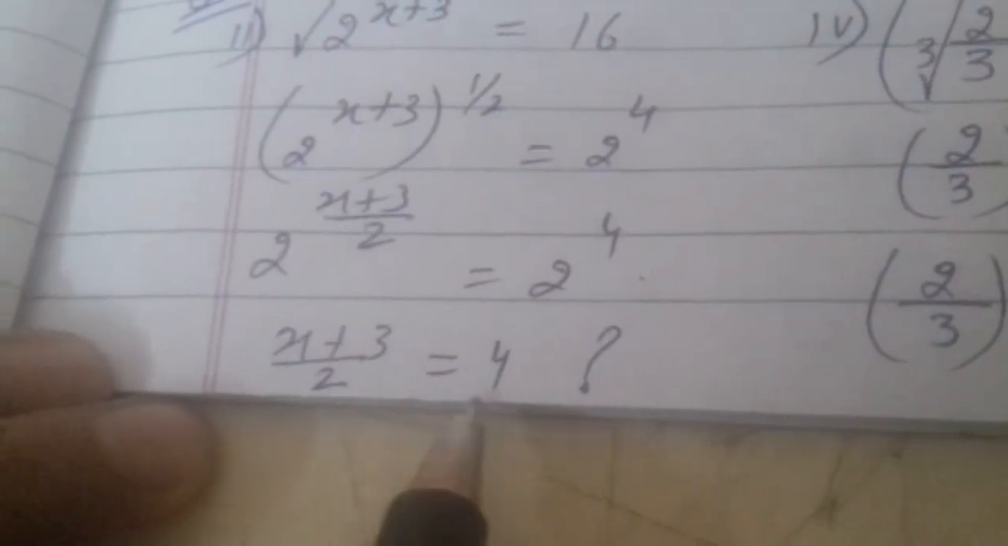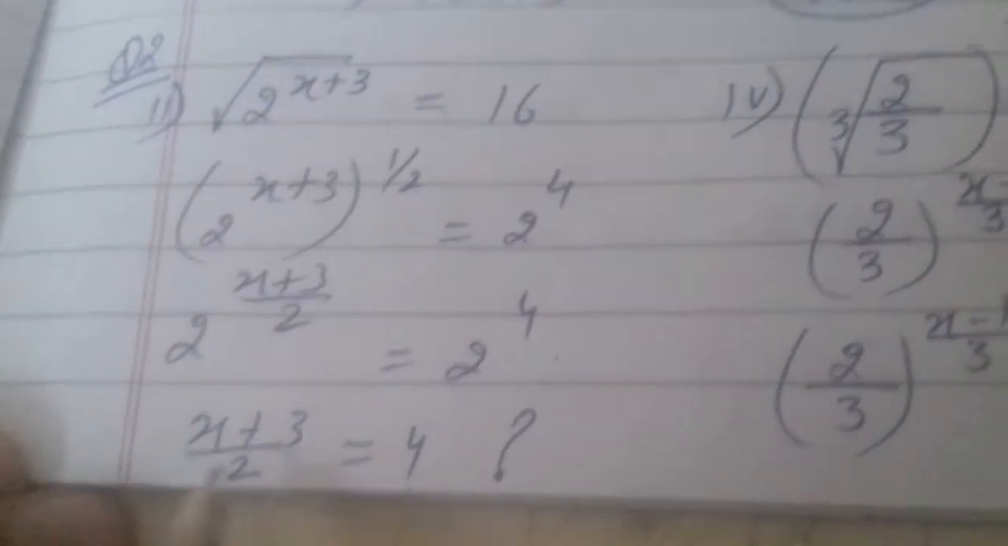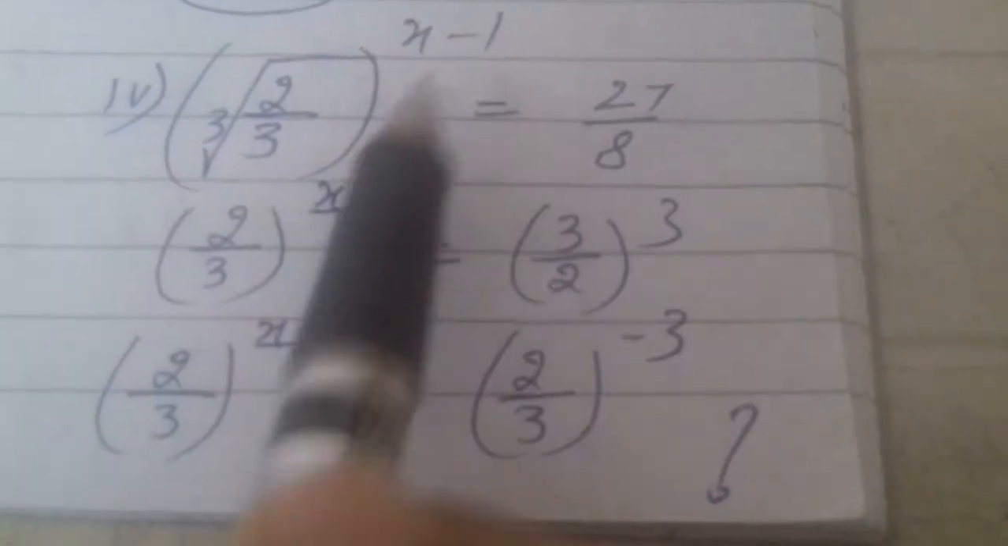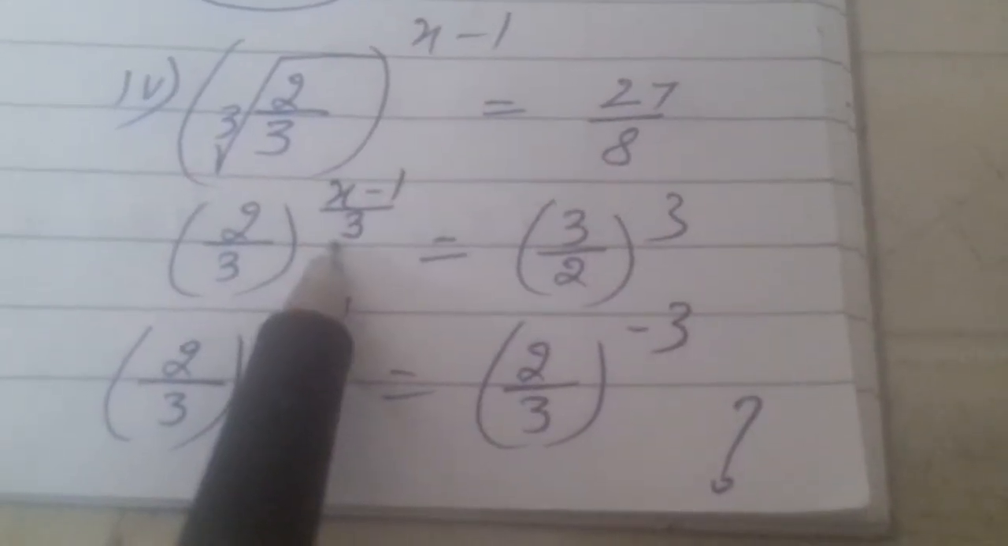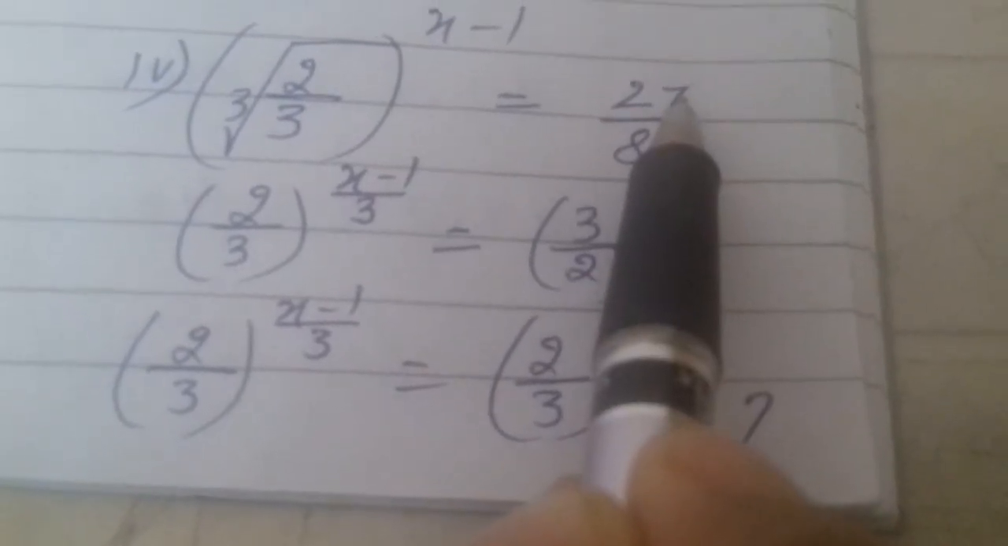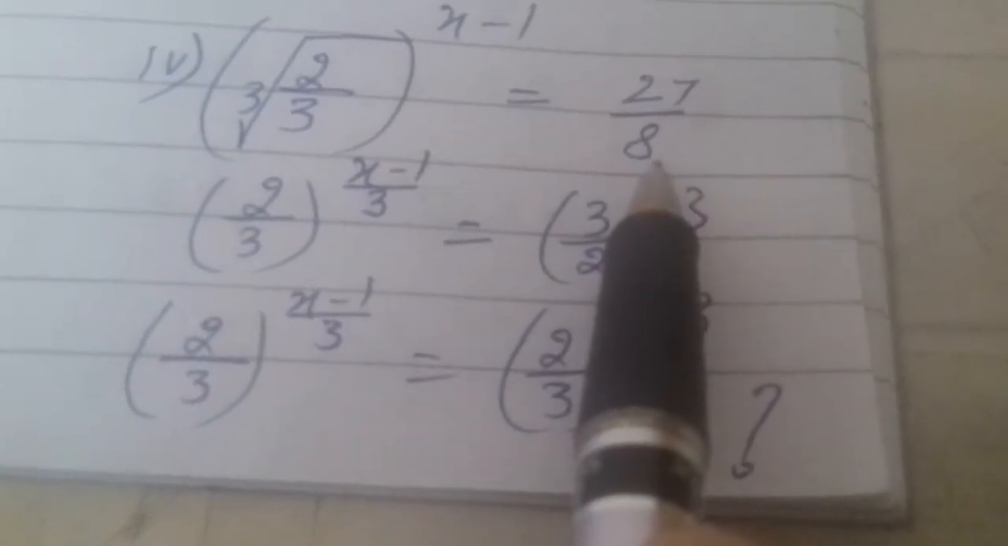Bases are same. Equality sign. So this you have to complete yourself. From here find the value of x. Fourth part, children. It's like this. It's cube root. So how it will be written? (2 by 3) raised to the power (x minus 1) over 3 is equal to (3 by 2) raised to the power 3. This can be written as 3 and this can be written as 2 power 3.